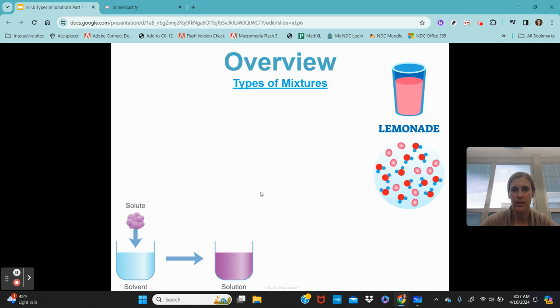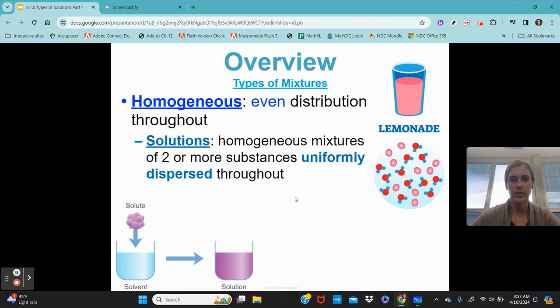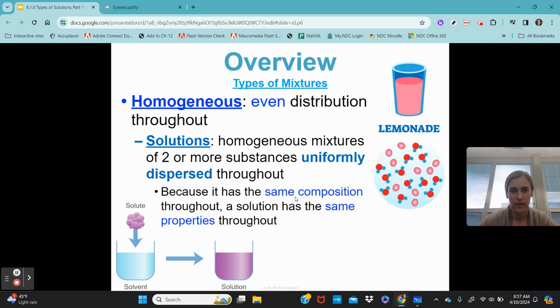Okay, the third type of mixture is homogeneous, where you have even distribution throughout, and this is a solution. So solutions are homogeneous mixtures of two or more substances uniformly dispersed throughout. For example, lemonade, those are small enough particles to be dissolved in that water, so you're not going to see pieces of the lemonade normally. Because it has the same composition throughout, a solution has the same properties throughout.